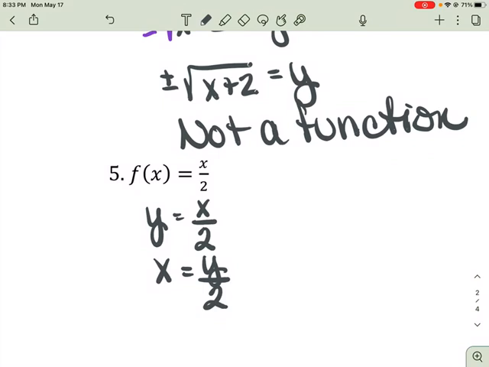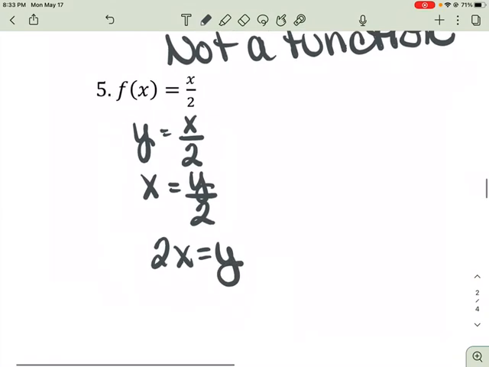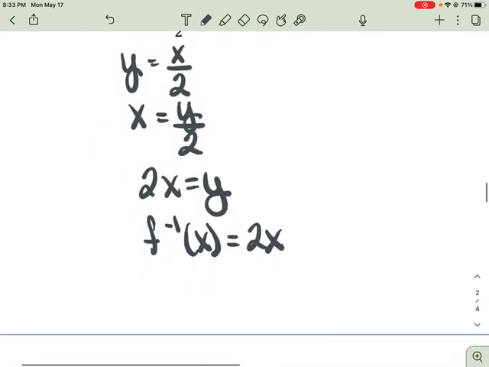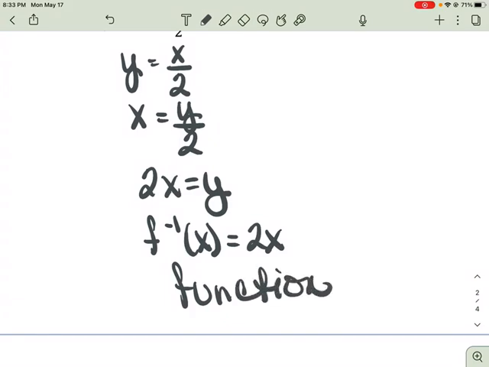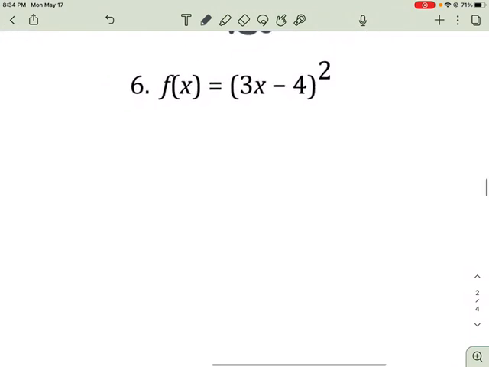Switch your letters. Solve for y. Oops. All right, that's a function because it's y equals 2x. Y equals mx plus b. So that's a function. All right, we're going to try number 6 together because that looks a little complicated.